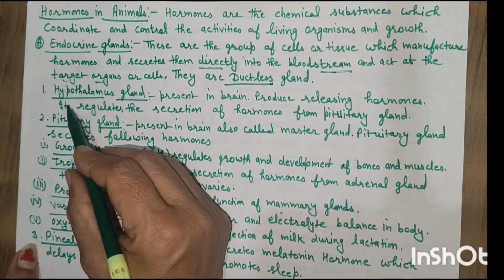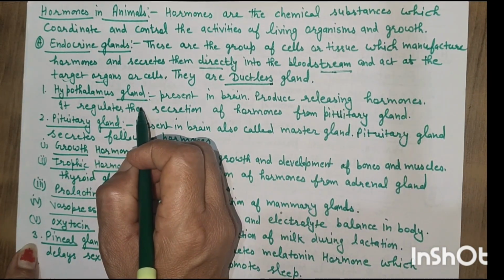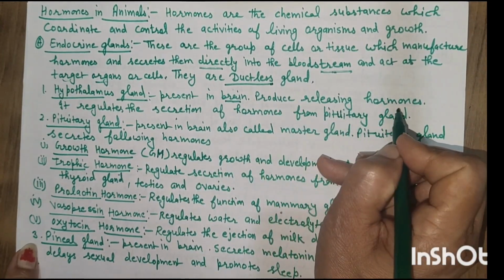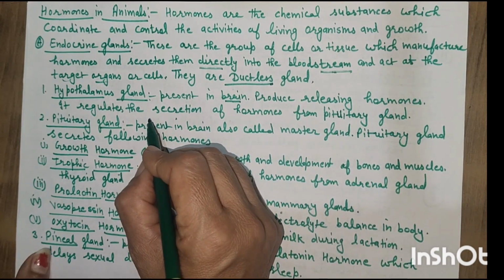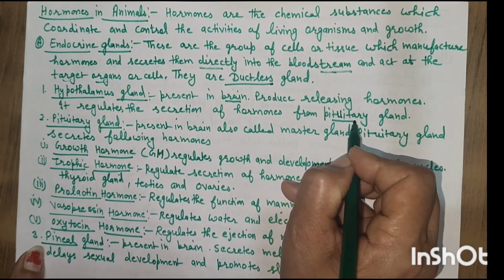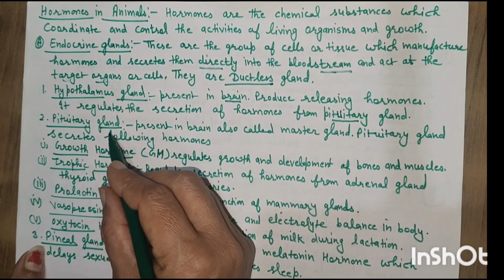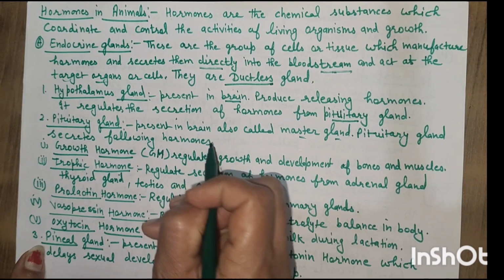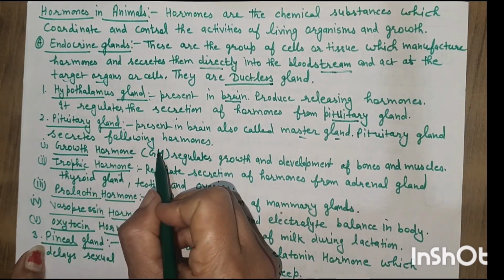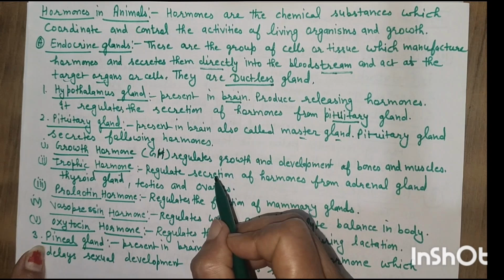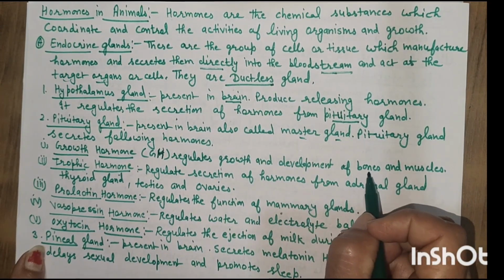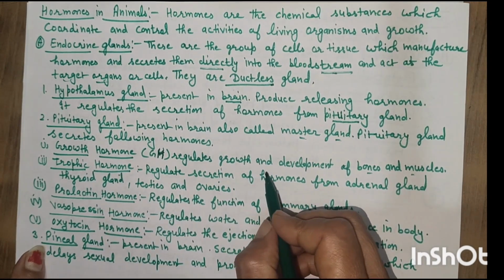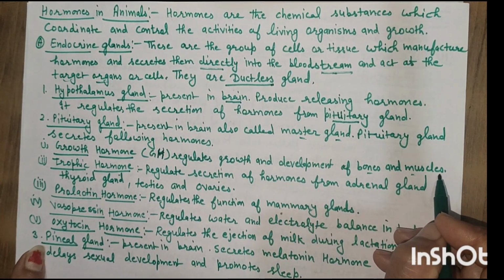They are of the following types. First is the hypothalamus gland. The hypothalamus gland is present in the brain and it produces the releasing hormones. It regulates the secretion of hormones from the pituitary gland. Pituitary gland, this is also called the master gland. The pituitary gland secretes the following hormones. Growth hormone, GH. Growth hormone regulates the growth and development of bones and muscles.